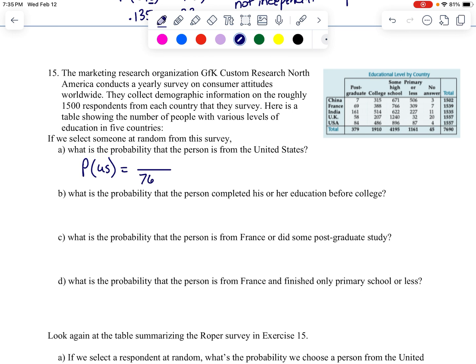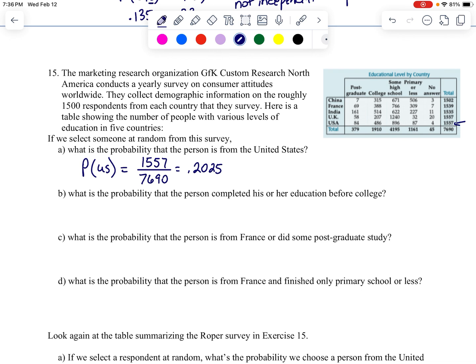My AP Stats kids, they have to. So anyway, move on. We know because we're taking from the entire total, I know my table total is going to be 7690, and I'm going to start there. I want to know what's the probability they were from the U.S., which is going to be that number right there, which is 1557. Okay, and it wants to have a decimal answer. I don't remember what you round to, so you're going to see me always round to 4 places.